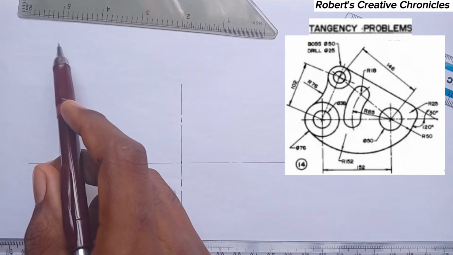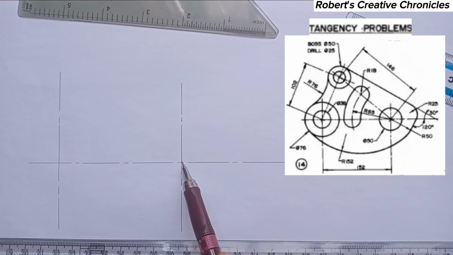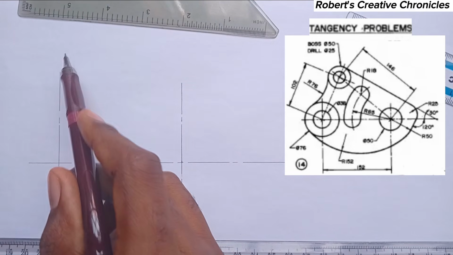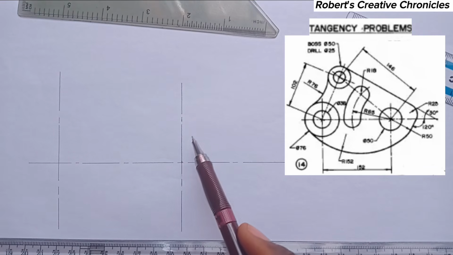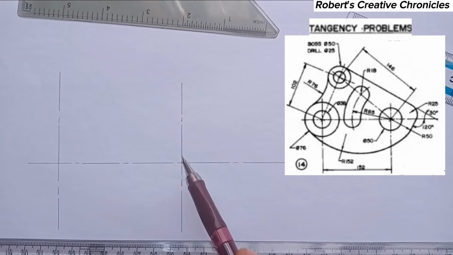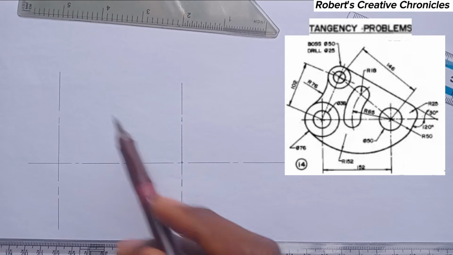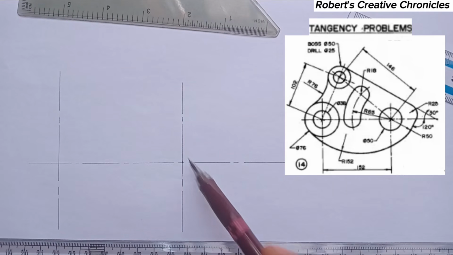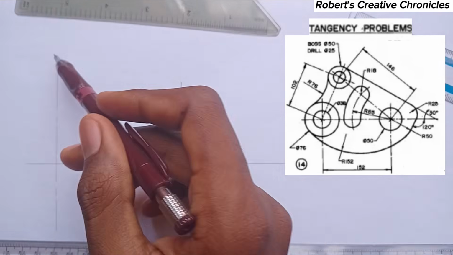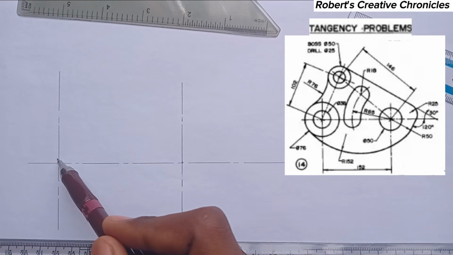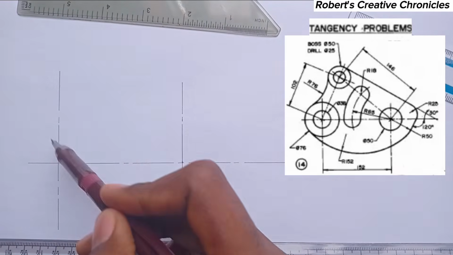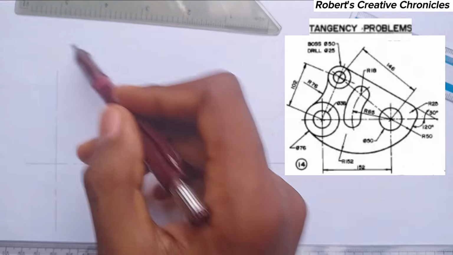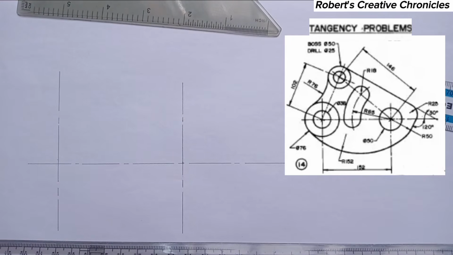Then the third circle here, the distance from this center to the center of that one is 146 from the diagram. But since we are using half scale, it will be 146 divided by 2, which is 73. So we will measure 73 from here and draw it. Then from this center is 102, so that is 51. So then we'll measure 51 from here and draw it using our compass.